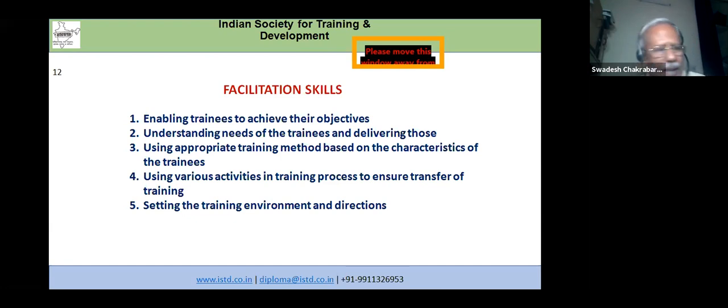Then comes using various activities in the training process to ensure transfer of training. Sometimes, apart from these methods, in the method itself there are certain activities which are required to be done. Activities help the students get involved in the process, and that gives an experiential element, and that experience is very important. So he should be able to do various activities.